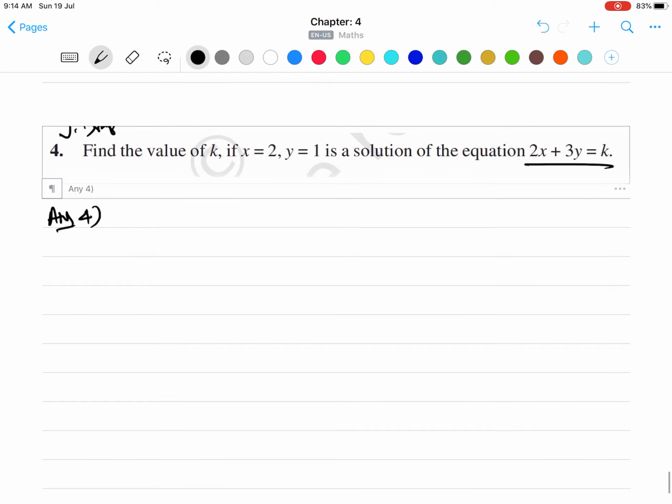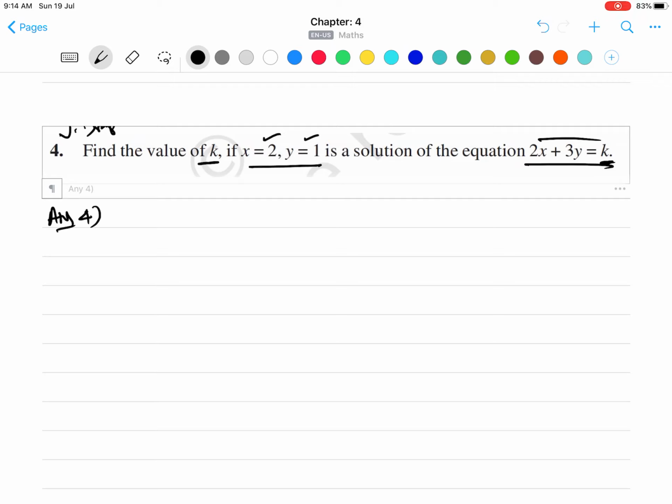Answer number 4. What we have to do is find the value of k given that x equals 2 and y equals 1 is the solution of this equation. That means when you put x equals 2 and y equals 1 in the equation, this will satisfy the right hand side term equals left hand side term. So with that we can find the value of this unknown number k. So let's start.